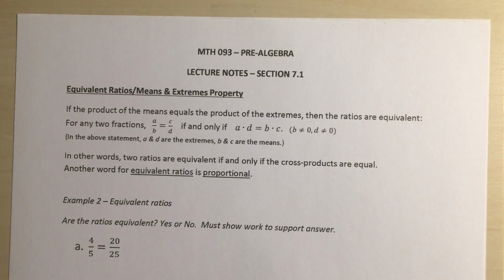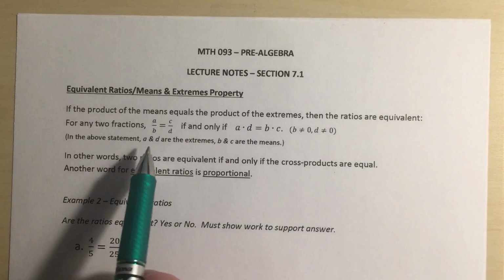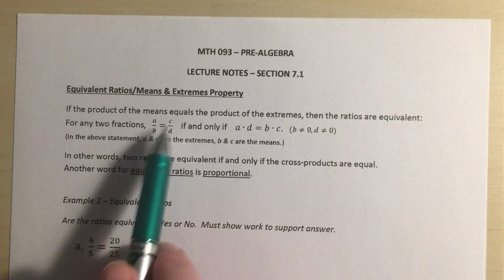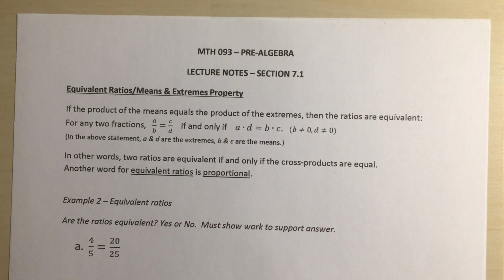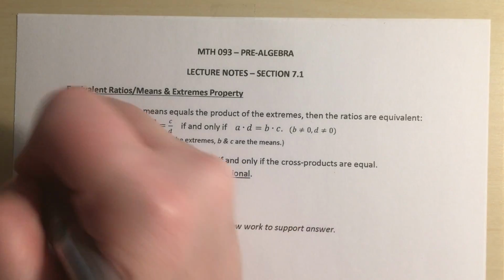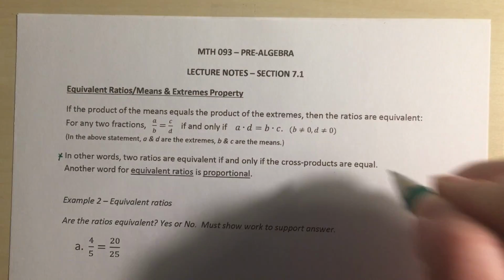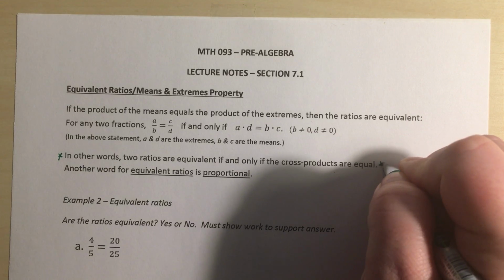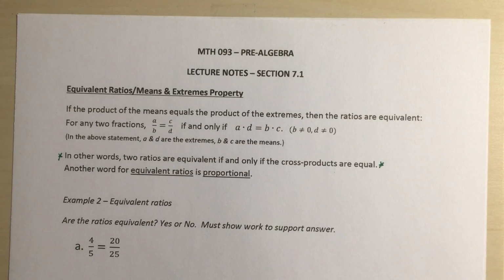And if we look at what we have here, we're multiplying diagonally, right? A times d and b times c. A and D are technically called the extremes, B and C are technically called the means. I'm not too worried about that. What I'm most worried about is this next sentence that we have here. In other words, two ratios are equivalent if and only if their cross products are equal. So we're going to cross multiply diagonally.